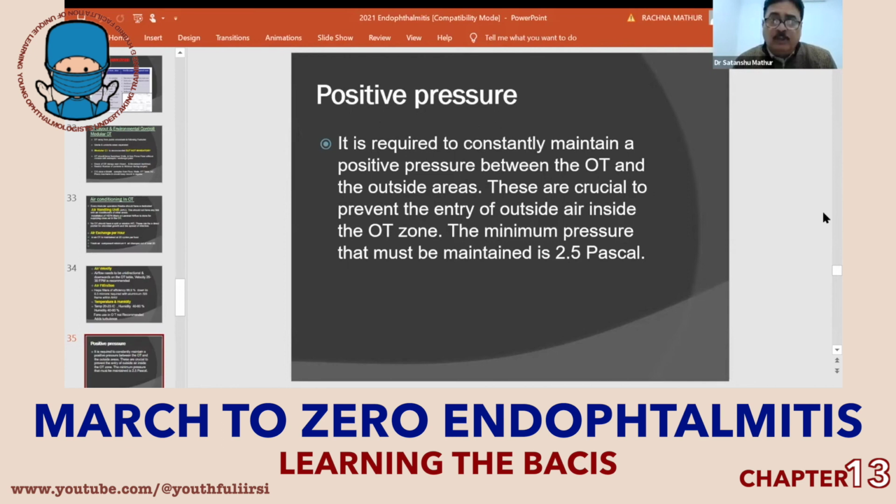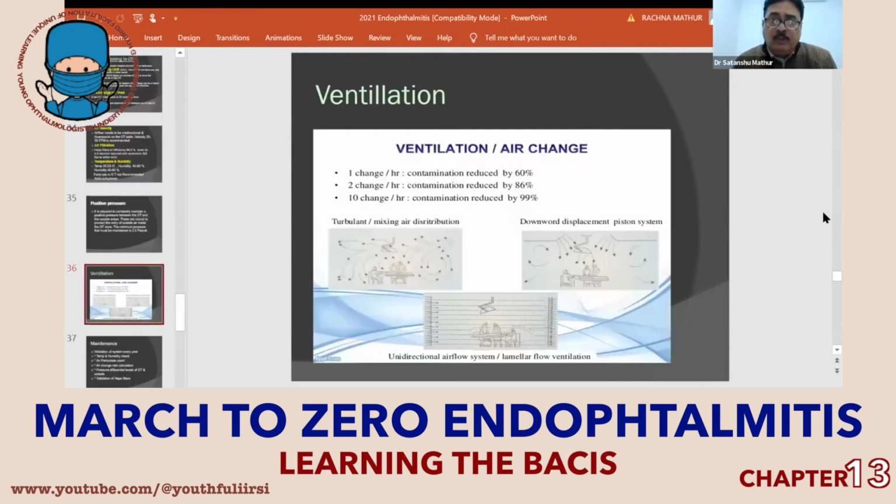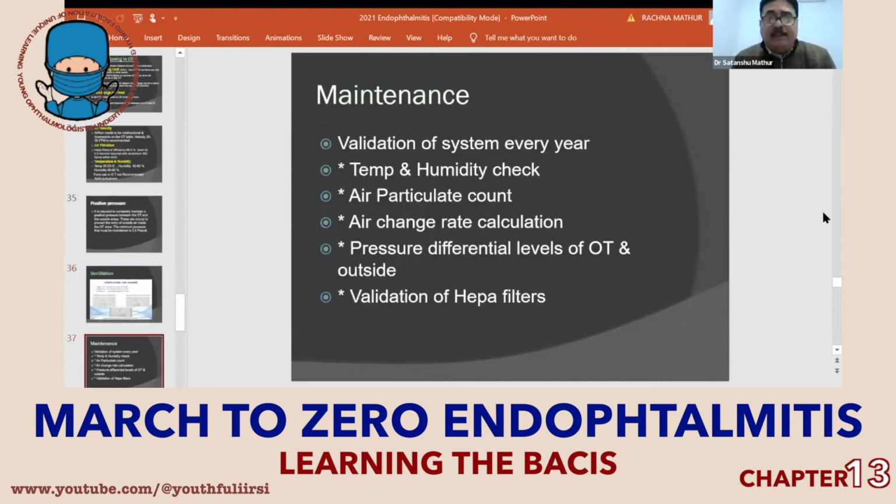Outside the OT, maintenance is very important. We should have the ventilation system checked every year by a third party, which will also save you in the court of law. Who will maintain temperature, air particle count, air exchange? I have a report of 12 pages with me, and that is to be done every year.